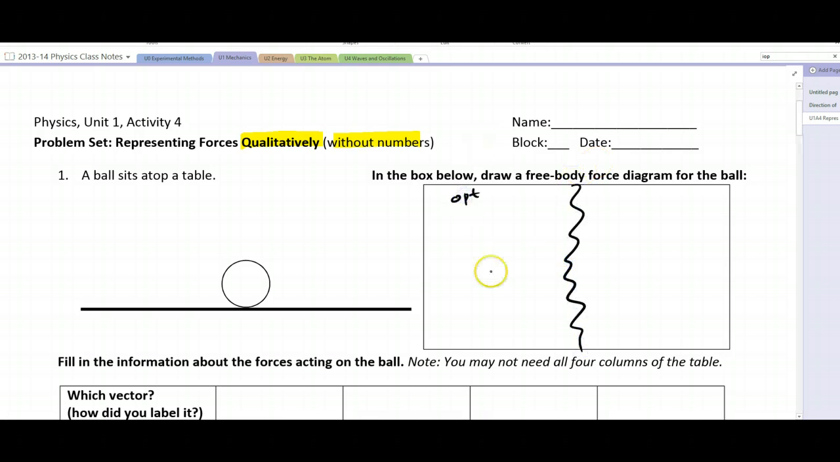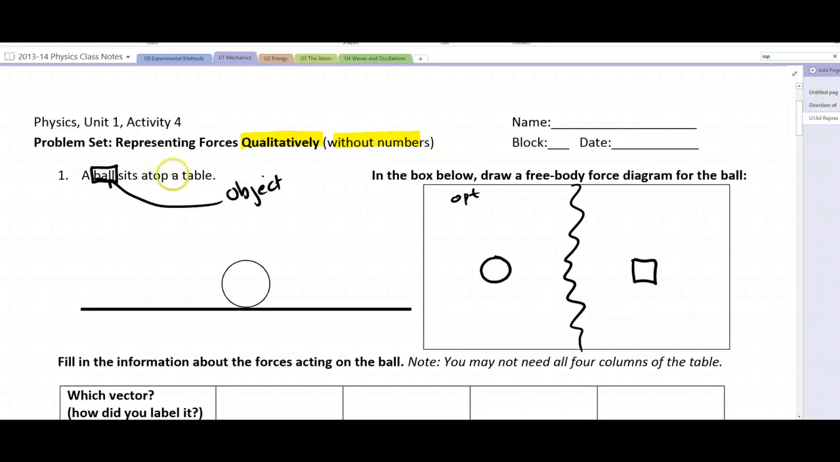Option 1 is to draw it as a circle. Option 2 is to draw it as a square. So you don't actually have to draw the object, you just draw a circle or square, and that serves as your object. Remember from the POGL that the object is the thing that feels the forces. So in this case, it's a ball. And then we're going to draw all the forces that it feels.